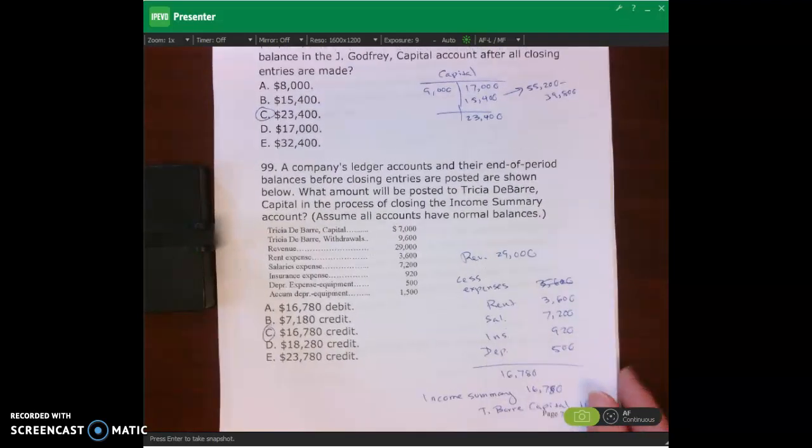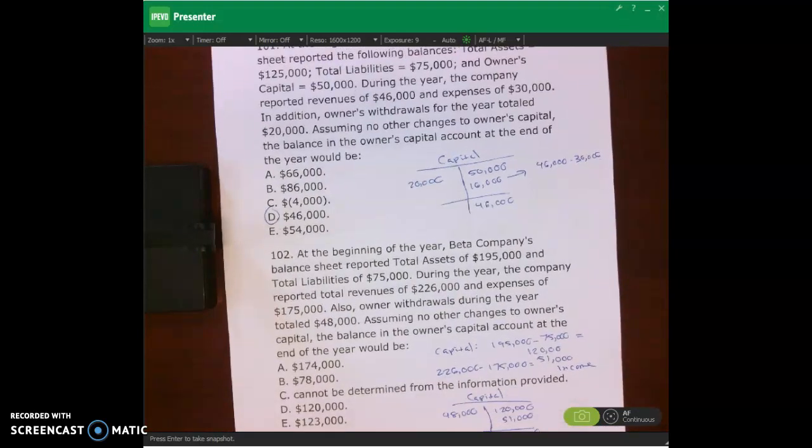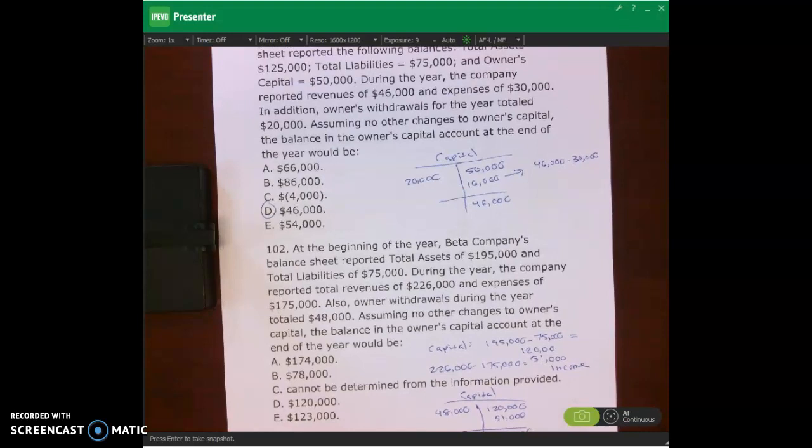Okay. Let's look at number 101. It says at the beginning of the year, the company's balance sheet had the following balances: total assets 125, liabilities 75, owner's capital 50,000. During the year, the company reported revenues of 46,000 and expenses of 30,000. In addition, the owner's withdrawals for the year totaled $20,000, assuming no changes to owner's capital. What would be the balance in owner's capital at the end of the year?